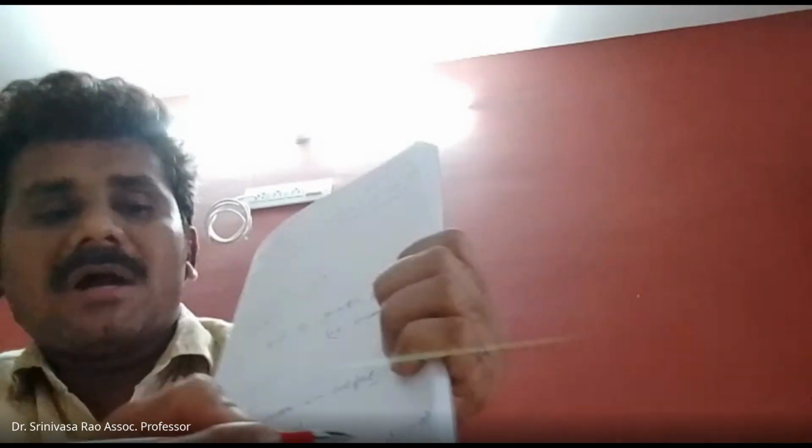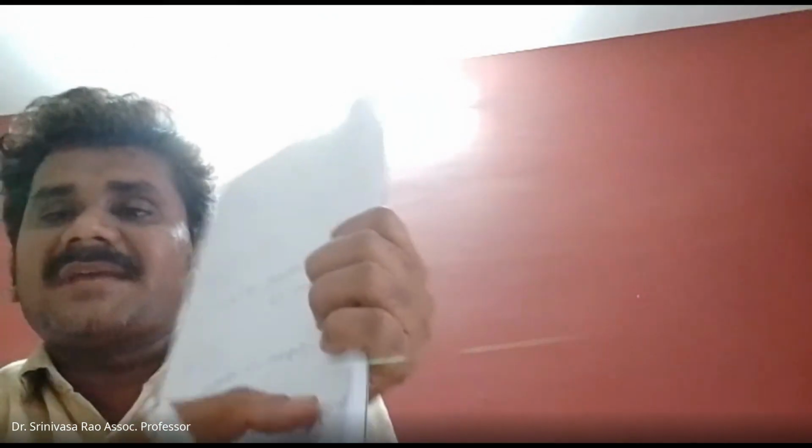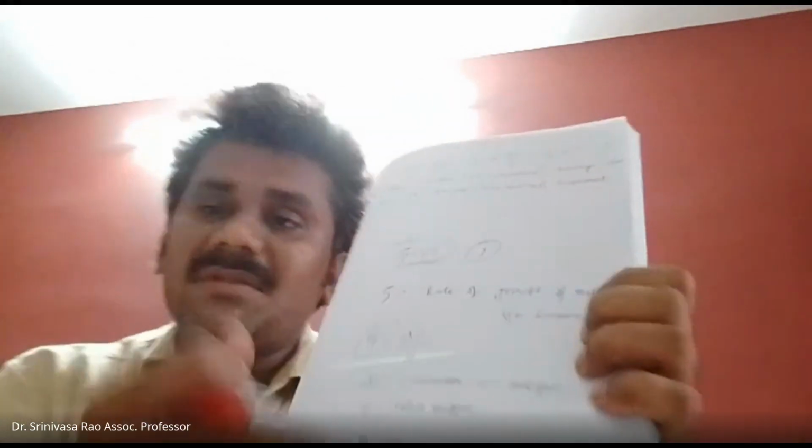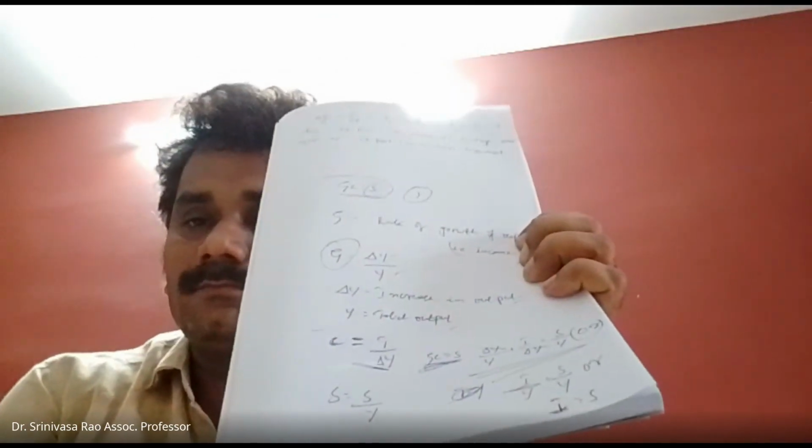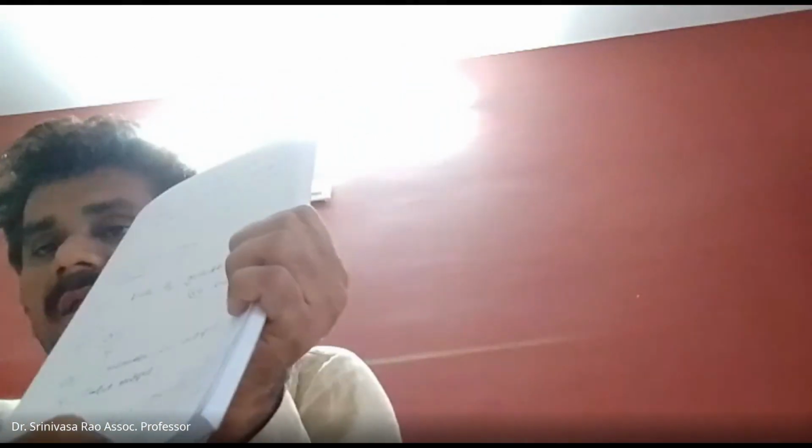I by Y is equal to S by Y. If we cancel these two, I by Y is equal to S by Y. S by Y is there, same, S by Y. Now this equals simply I is equal to S. That's all. Finally, we got this equation: I is equal to S.